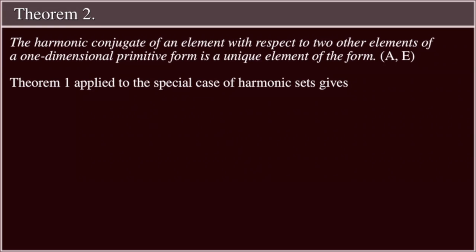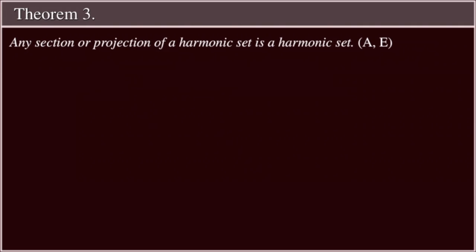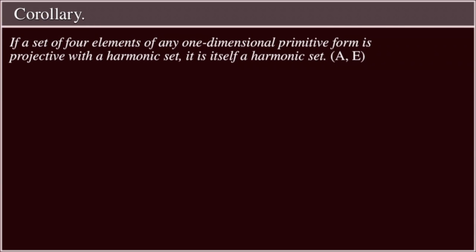Assumptions A and E. Theorem 1 applied to the special case of harmonic sets gives Theorem 3: any section or projection of a harmonic set is a harmonic set. Assumptions A and E. Corollary: if a set of 4 elements of any one-dimensional primitive form is projective with a harmonic set, it is itself a harmonic set. Assumptions A and E.